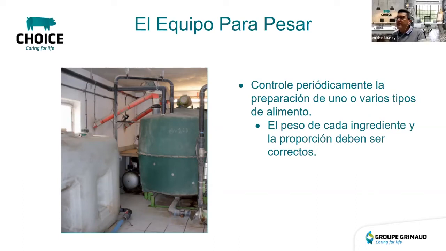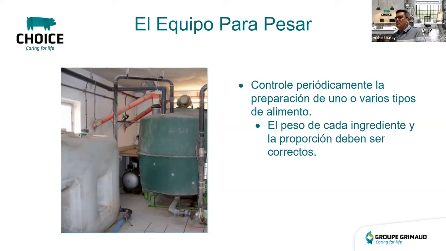The other way you can also check, and I recommend checking this once a month, is to check the preparation of a meal or different meals, and to be sure that what is planned on the device is exactly what the device does.